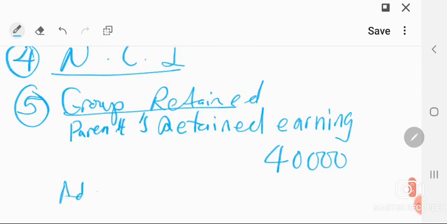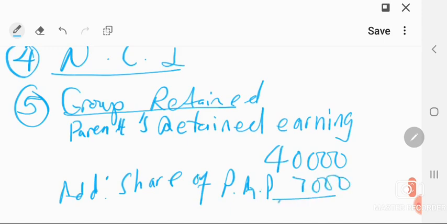Then we said you're supposed to now add a share of the post-acquisition profits, which in this case is everything because they own everything. I hope you get that. Share of the post-acquisition profits, I've just abbreviated that, which is 7,000. So they'll take the whole 7,000, which gives 47,000 for group retained earnings. Thereafter, we can now consolidate. We've done all the 5 workings, so we can now consolidate.